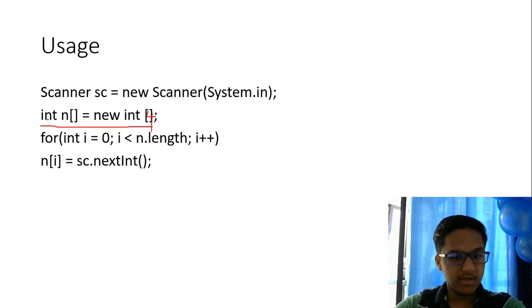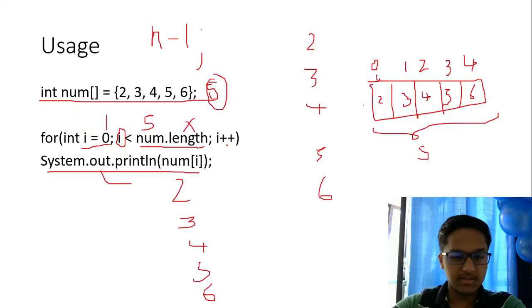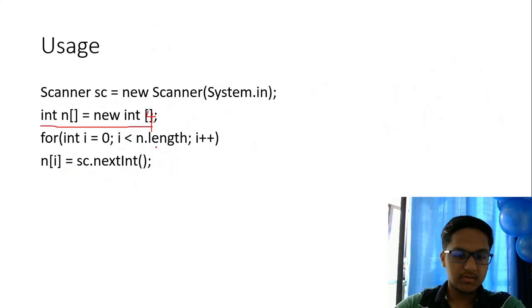So first we declare an array, and all the 4 elements have the value 0 because it's the default value. Now we have the for loop: for int i is equal to 0, i should be less than n dot length, i plus plus. It's the same for loop as in this case. So we use the n dot length function, and instead of using the number 4 over here, even though we know the length, I would always recommend using this n dot length.